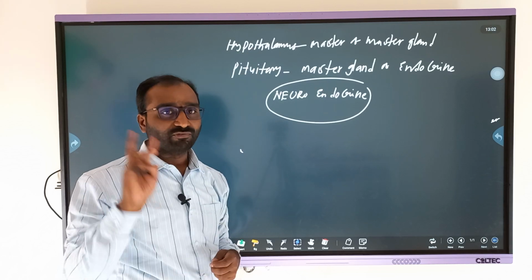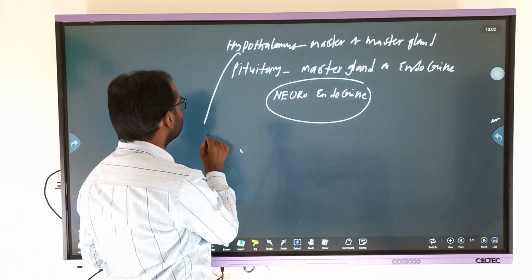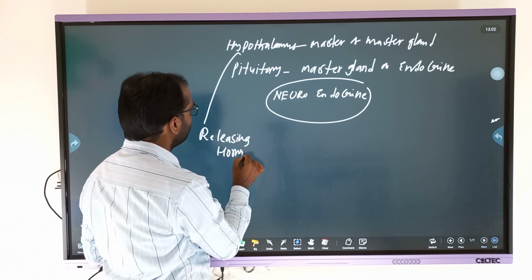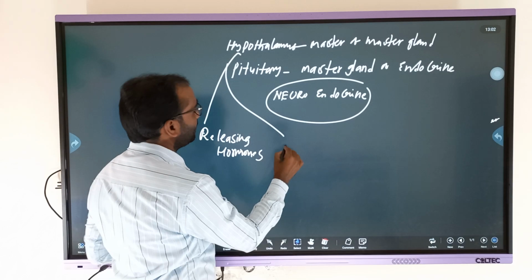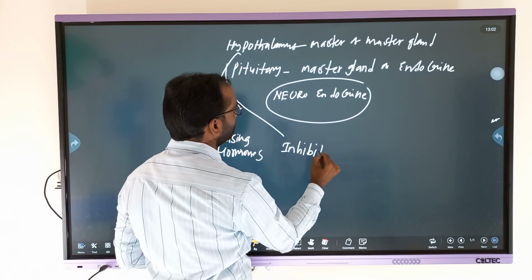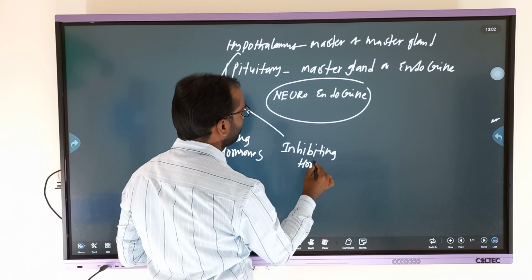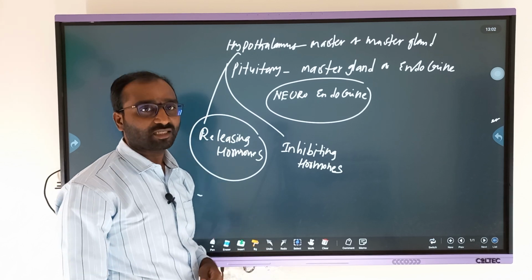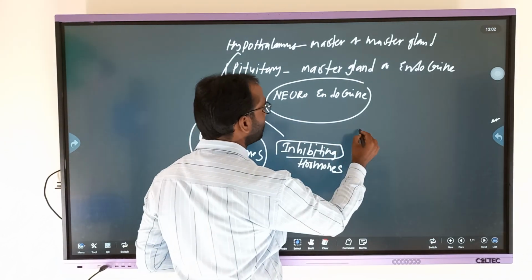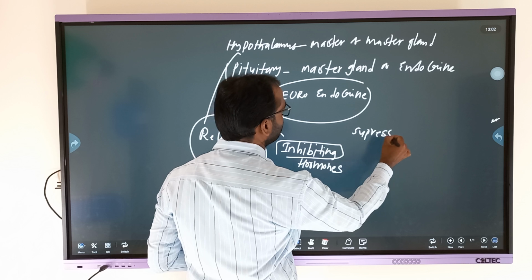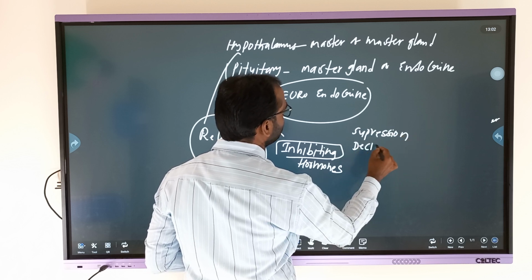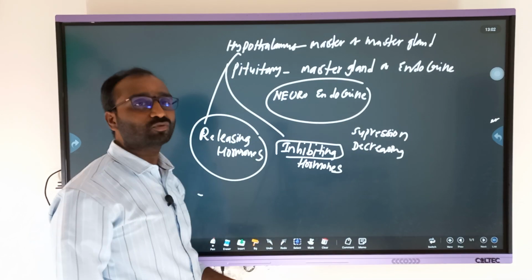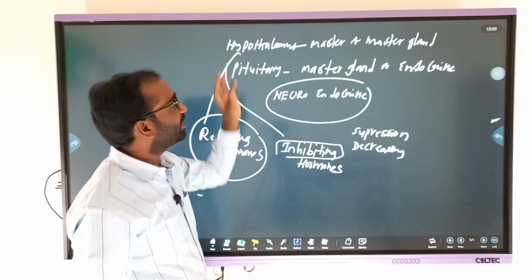The hypothalamus releases two types of hormones. One is releasing hormones and one more is inhibiting hormones. Releasing hormones are nothing but stimulating hormones. Inhibiting means suppression, decreasing or stopping. These two types of hormones are released from the hypothalamus region.